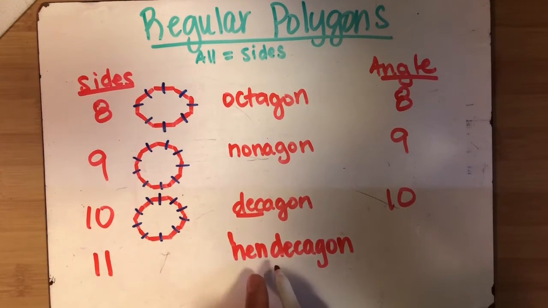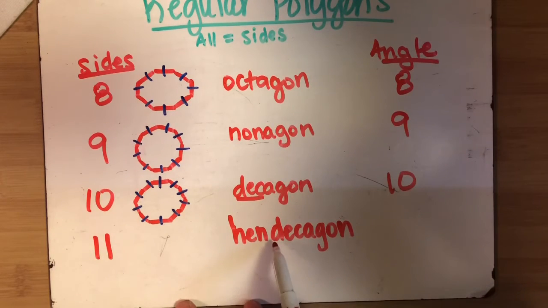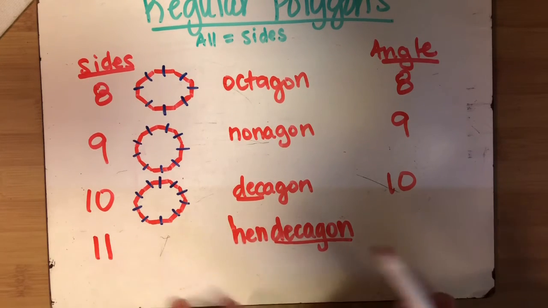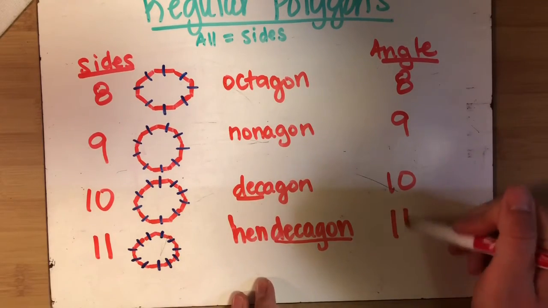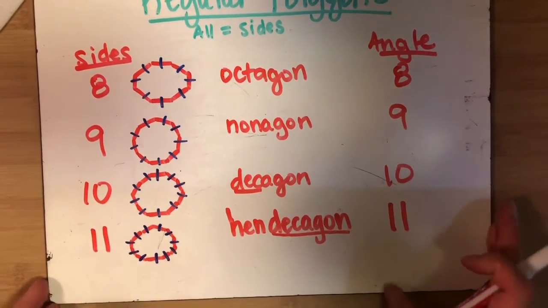This is called a hendecagon. So one way you can remember that is that we have the word decagon inside of this, and you just have a hen tacked onto the front. So it's a decagon with a hen in the front. And that obviously has 11 angles inside of it because it has 11 sides.